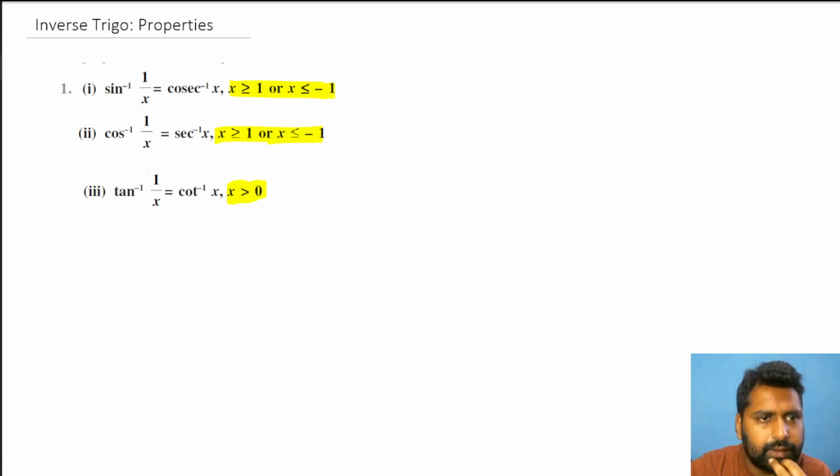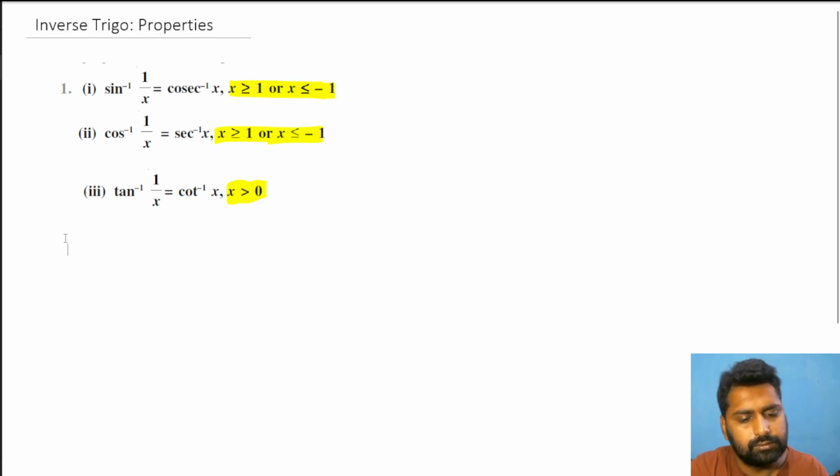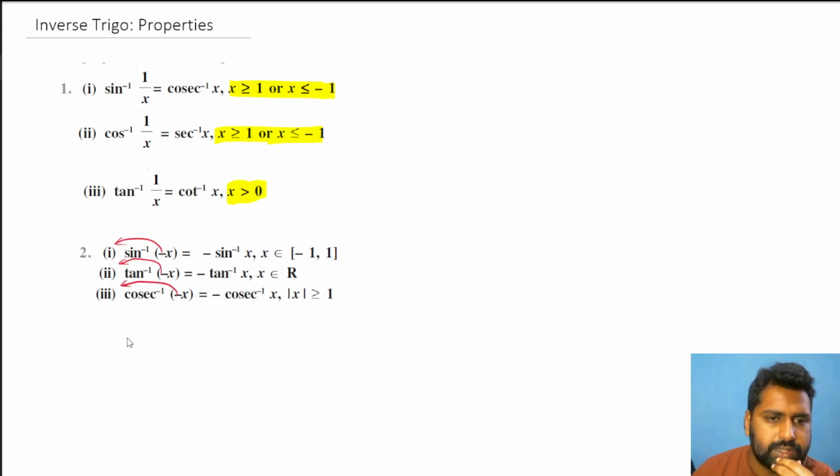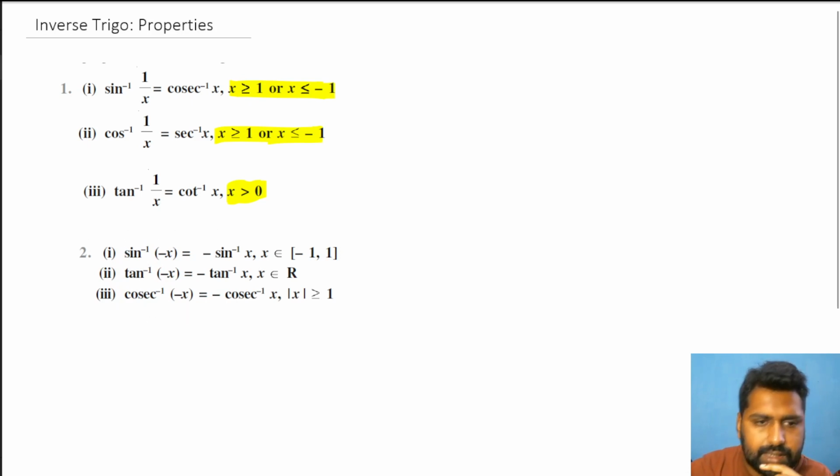Then negative, I told you that you can take negative outside. This is what I told you: in sine inverse you can take negative outside, tan inverse you can take negative outside, cosec inverse also you can take negative outside. I told you this because the principal range is -π/2 to π/2, meaning you can have negative answers. That's why it is the same thing. But for cos, sec and cot, this is not applicable. So there we used to do pi minus.